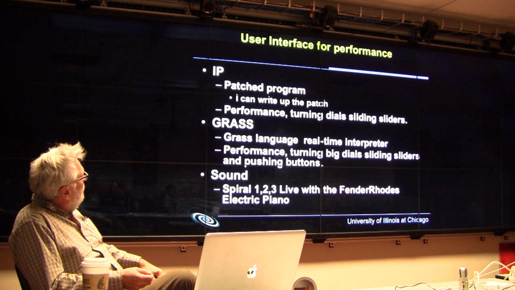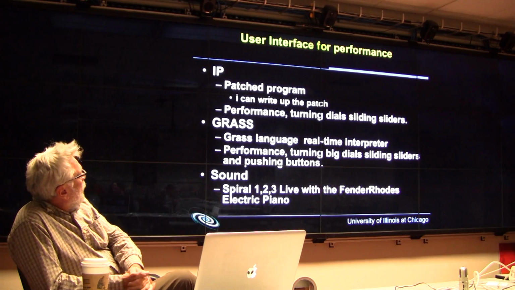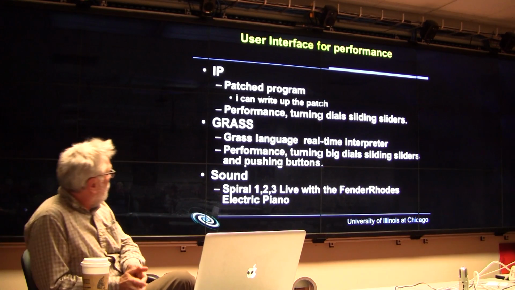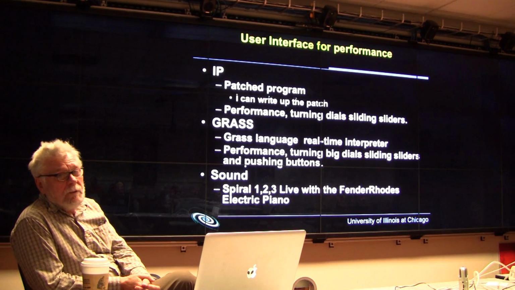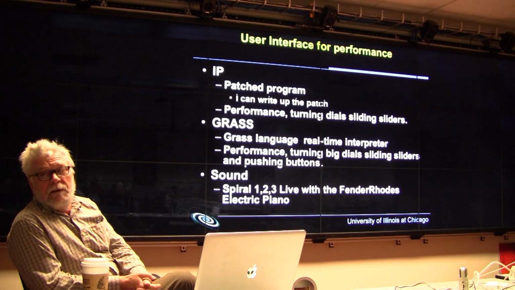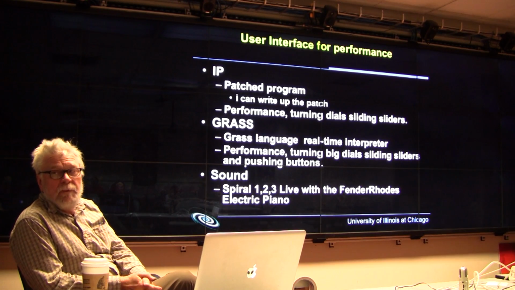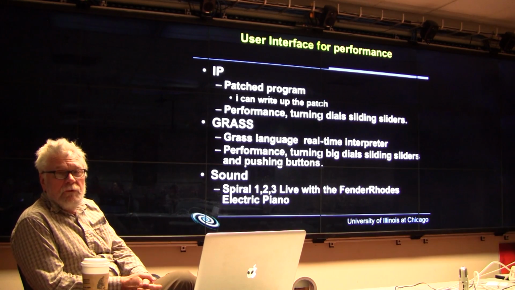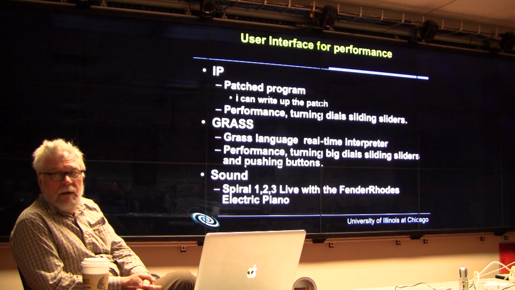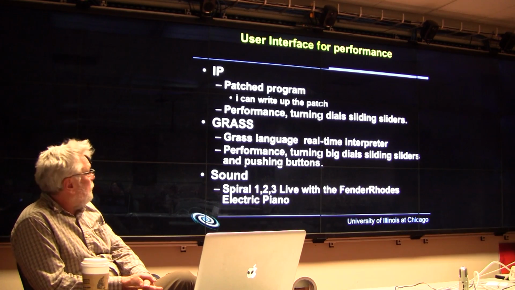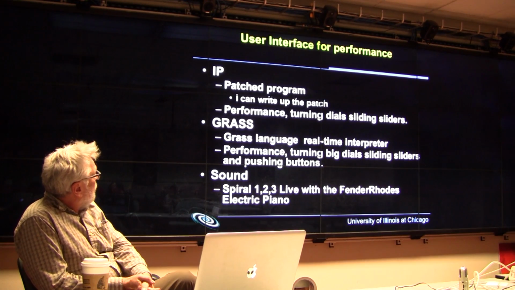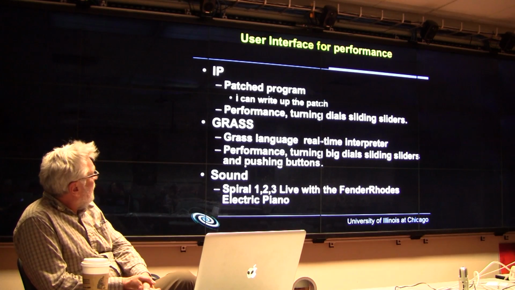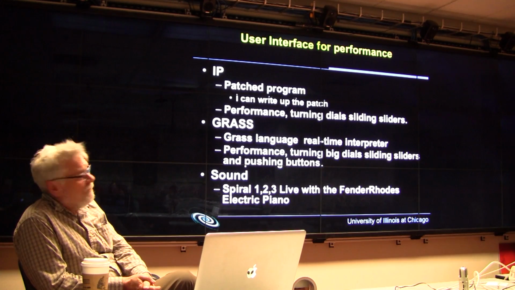The Grass System, the Grass language, is a real-time interpreter. It very much has similar goals and similar rhetoric to Processing in terms of being a language designed to be used by artists, to be able to do interactive things, but of course always fixed compositions are possible. The performance in the IP was actually turning dials and sliding sliders.